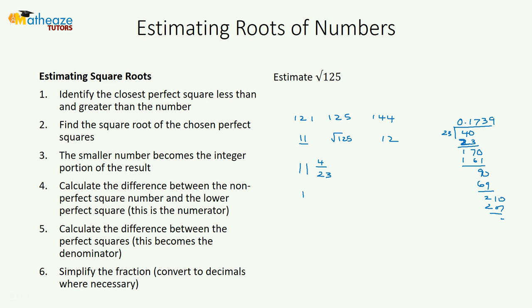So this is going to be approximately 11.174 as the square root of 125.